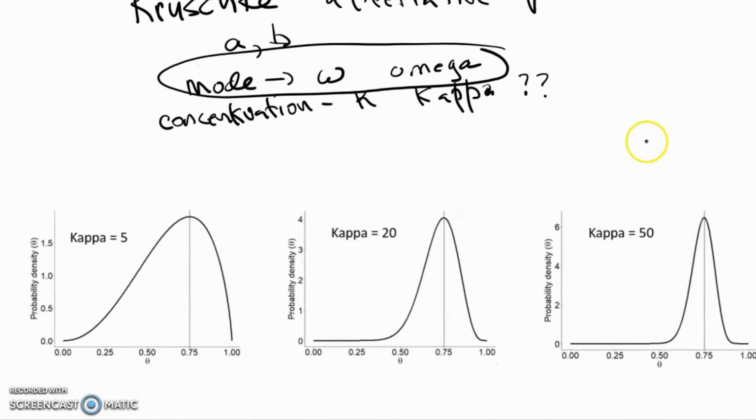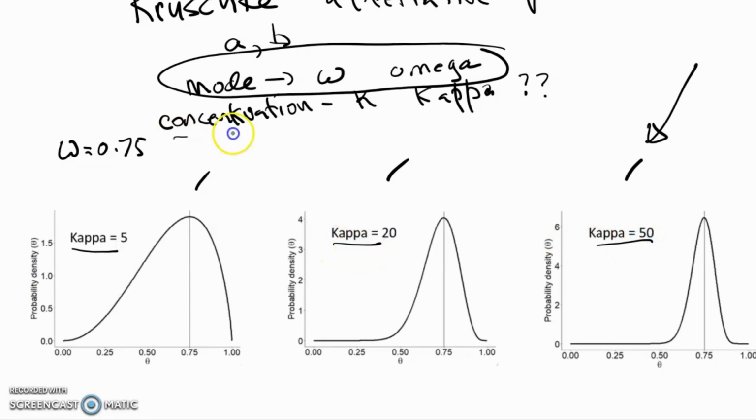But what is this concentration business? Well, here we've got a plot that's hopefully going to demonstrate what that means. So in each one of these cases, the mode is always the same, 0.75. But what we've got is increasing values of kappa. In other words, increasing values of concentration. And you can see as we go from kappa equals 5 to kappa equals 20 to kappa equals 50, the mode remains at 0.75, but the probabilities become more and more concentrated around that mode.